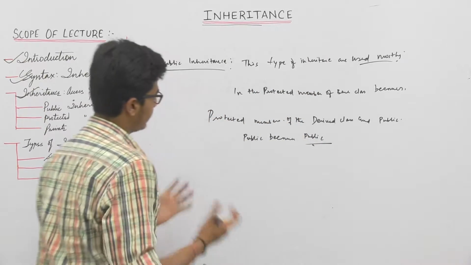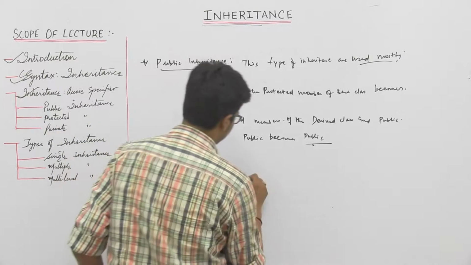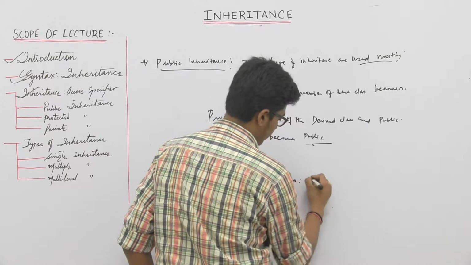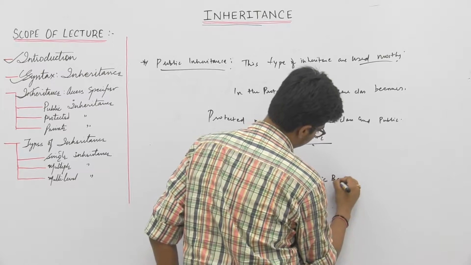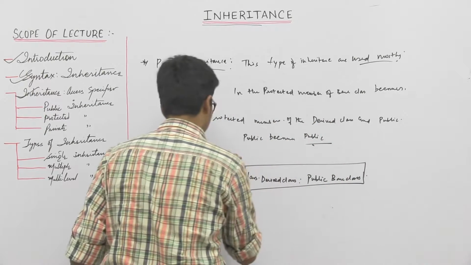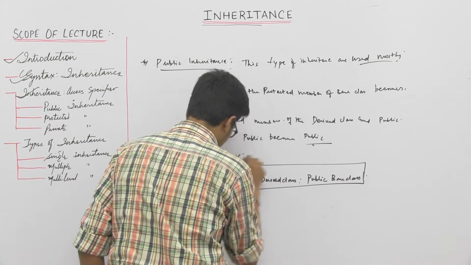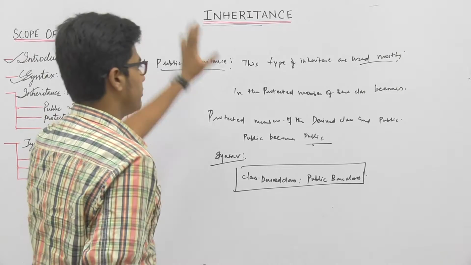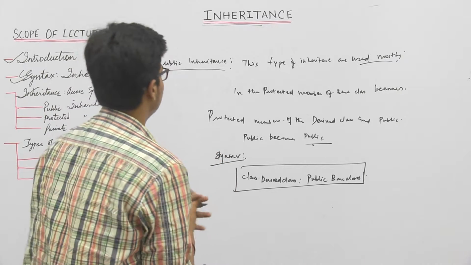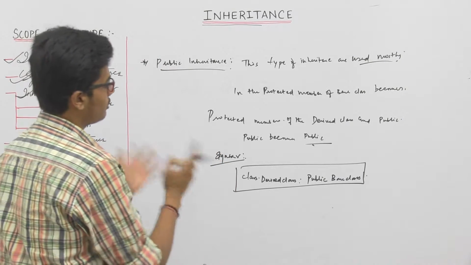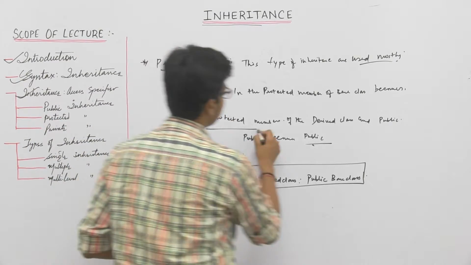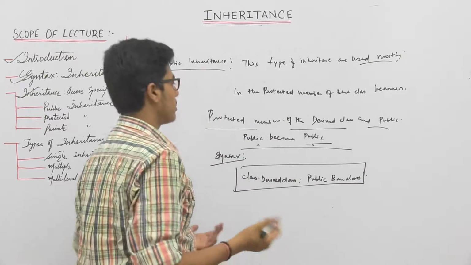If you see the basic syntax of public inheritance, you define it as class, derived class, then public, then base class. This is the common syntax for public inheritance. This type of inheritance is used mostly in programming, to access a lot of data members. So the protected member of the base class becomes a protected member of the derived class, and the public member becomes a public member of the derived class.